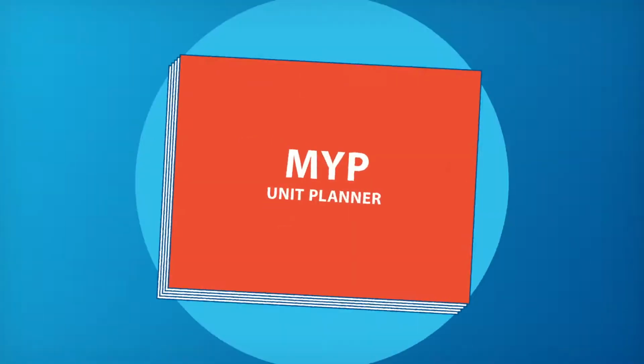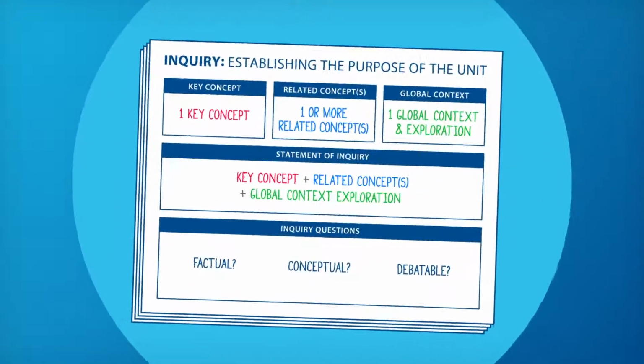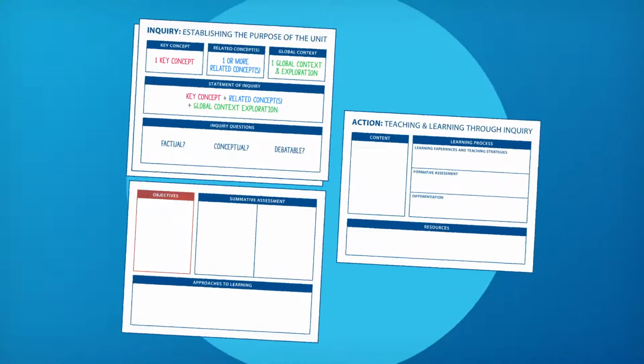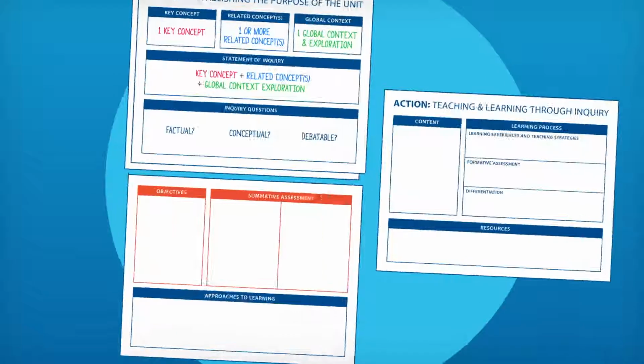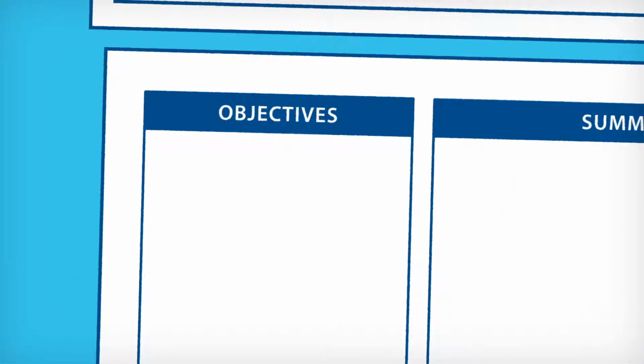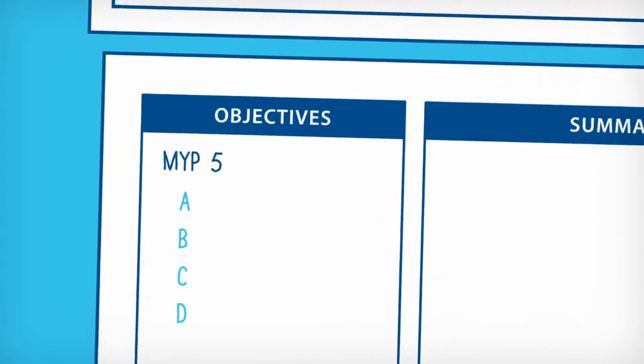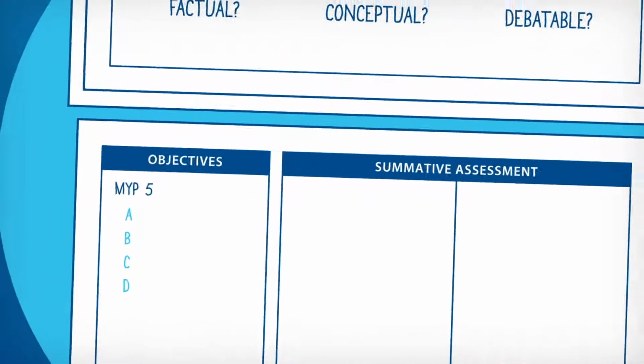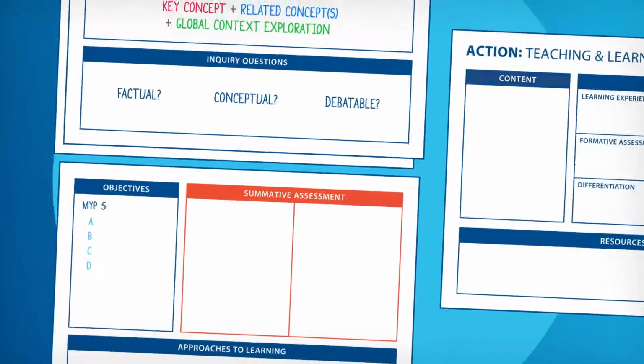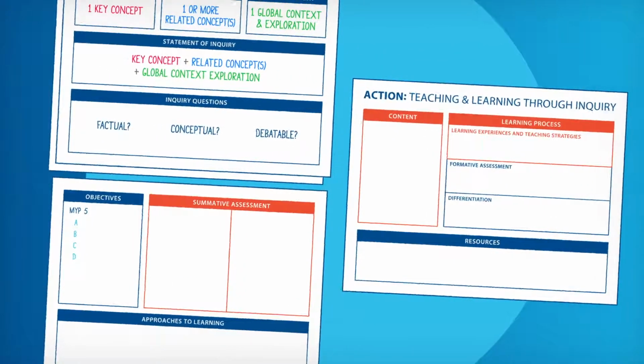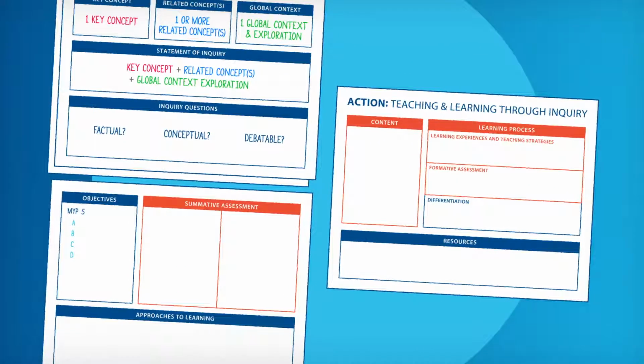Continuing the process of unpacking the MYP unit planner, this video describes what to include in the subject group objectives and summative assessment sections. The selection of the subject group objectives is a critical part of the unit planning process. The objectives for each subject group define what students will be able to accomplish as a result of studying the subject. As such, this choice is reflected in the unit's summative assessment, content, learning experiences, and formative assessment tasks.